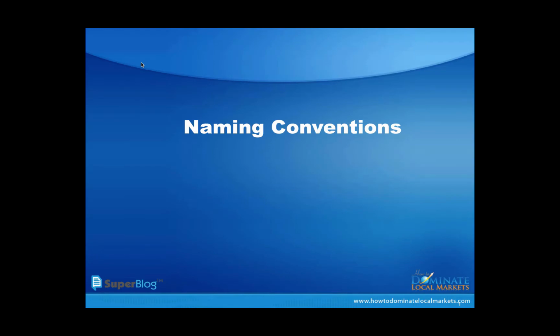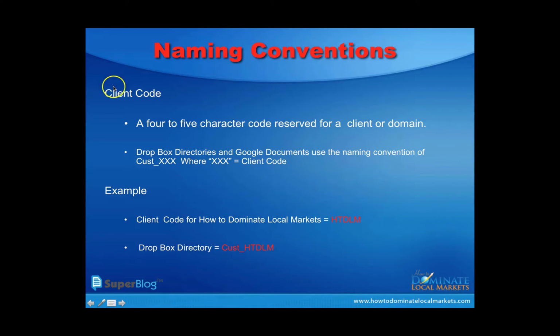Okay, this is the naming conventions training. We use a client code, which is a 4 to 5 character code, and that refers to either a client, a domain, or a project. We use Dropbox directories and Google Documents. The naming convention would be cust_XXX, where XXX equals the client code, or the domain code if it's an internal project.